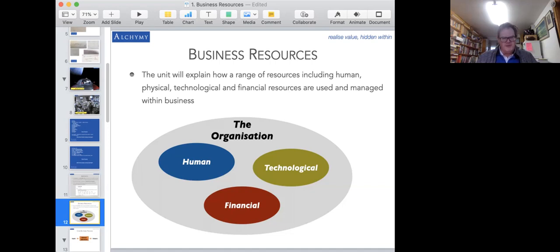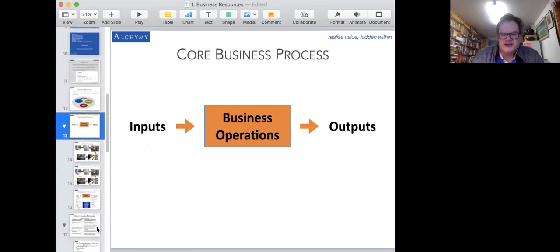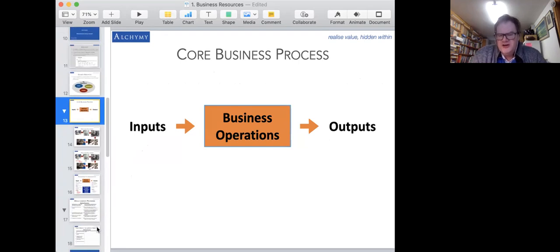So we talk about these 3 resources in connection with this core process, which is kind of what you outlined, Rana. Inputs, business operations, and outputs. This, to me, is the core business process. This is the core description of what we do in any business. Okay? So if we talk about a restaurant, what's the outputs in a restaurant?